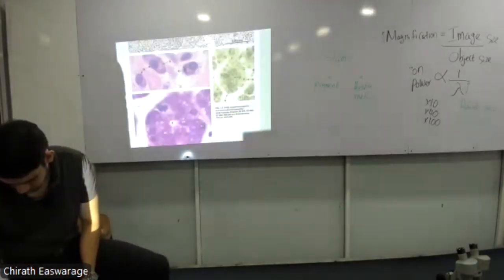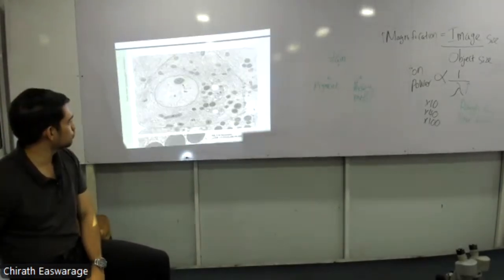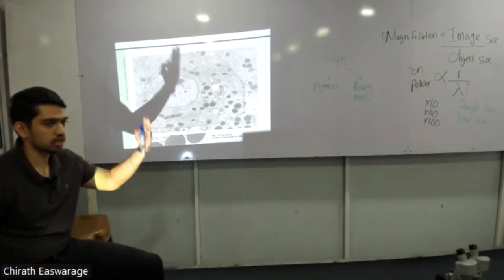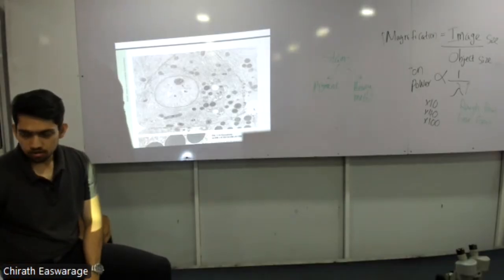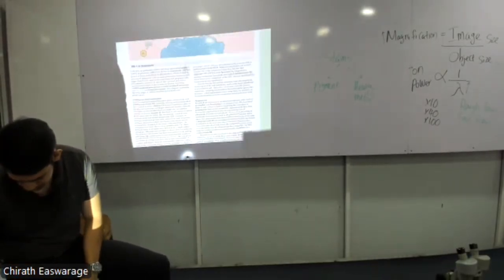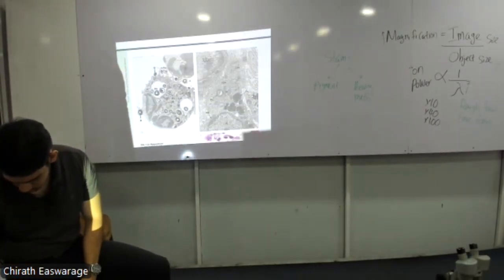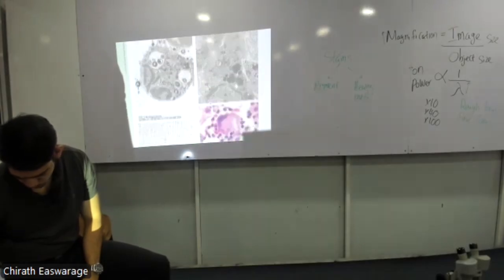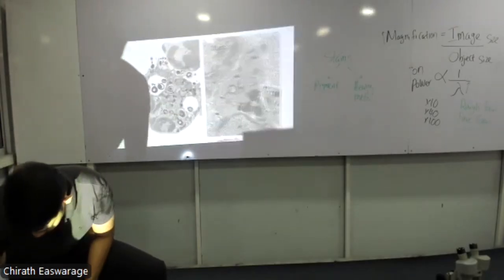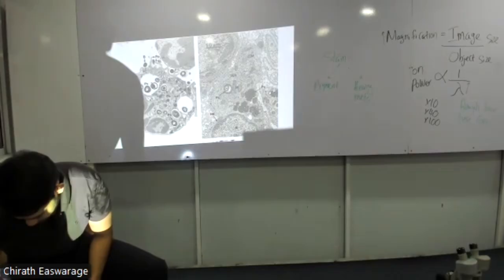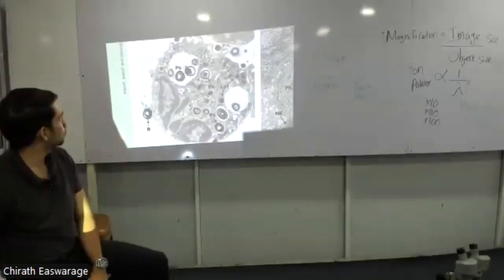Let's see if there's another scanning. We usually use transmission to study structures because why? We can see a nice cross-sectional view. These are all transmission, okay? This is a phagocytosis. This is a cell eating another cell, this process, right?